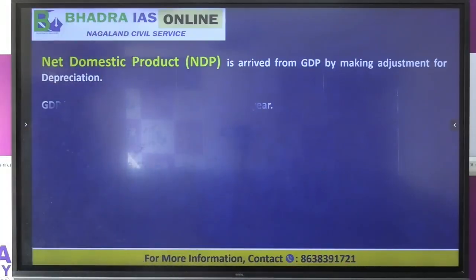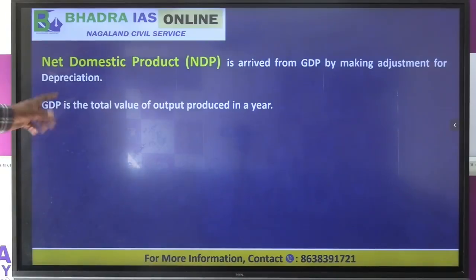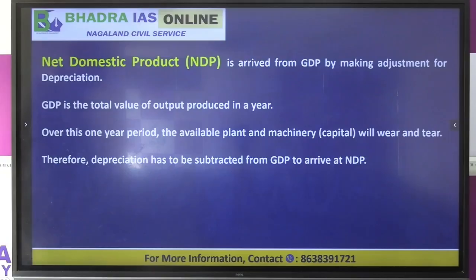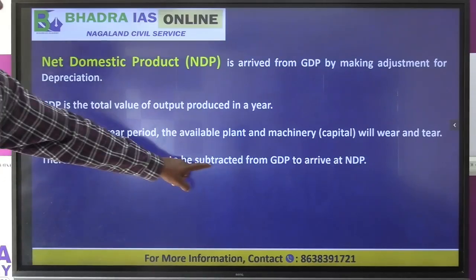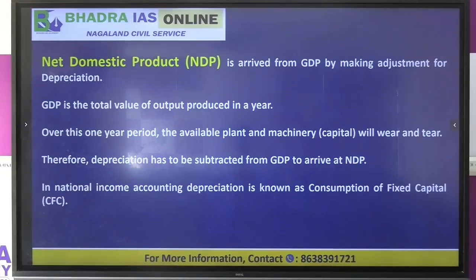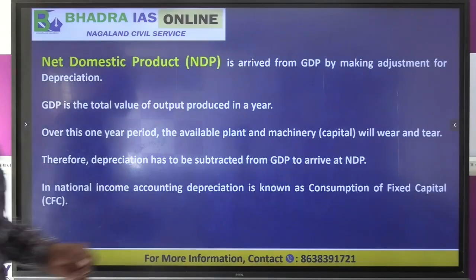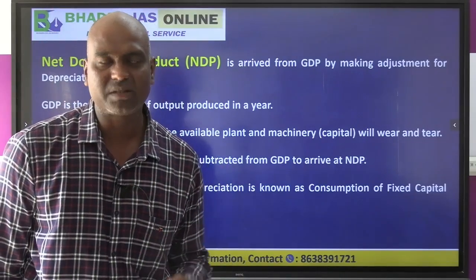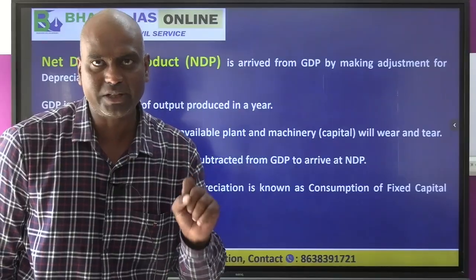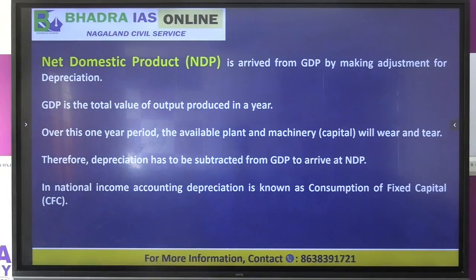So GDP is the value of total production, but in this production we use capital which loses its value, and that loss of value is what we call depreciation, and this depreciation has to be subtracted from GDP. Generally in national income accounting we don't use the term depreciation so much, but in the exam they can use it. The alternate term for depreciation is the consumption of fixed capital, what we call CFC.